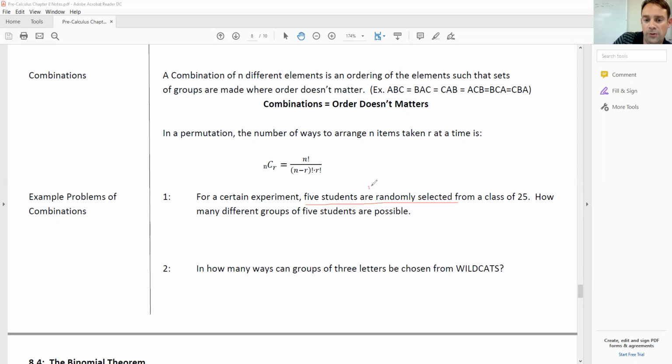So we're going to select 5 from a class of 25. And how do you know that we are dealing with a combination? Because we're dealing with groups. Friends, in groups, it doesn't matter what group you have, as long as they're all mixed up together.